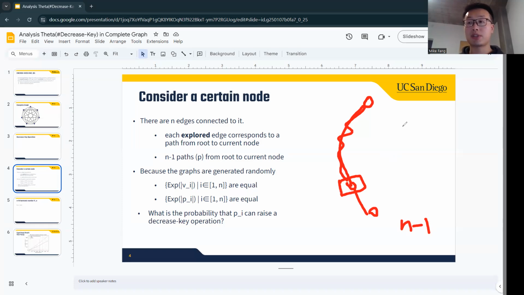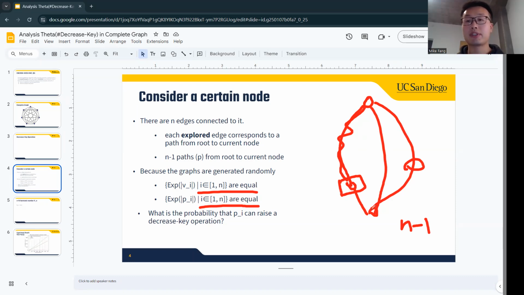Because we are thinking about a general case, we assume we have no prior knowledge of how the weights are distributed. Actually, they are distributed uniformly. So the expectation for the size of all the edges is equal. That's the first equality. The second one is that the expectation for the distance of all the paths from the root to a certain node is equal. That's the second equality. So go back to the question. Assume we have 3 paths here. Consider the third path. What is the probability that the third path can cause a decrease key operation? The answer is 1 over 3.